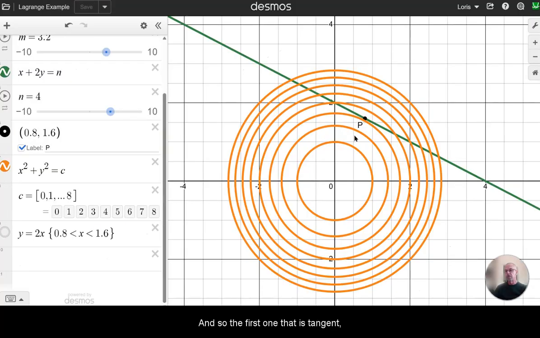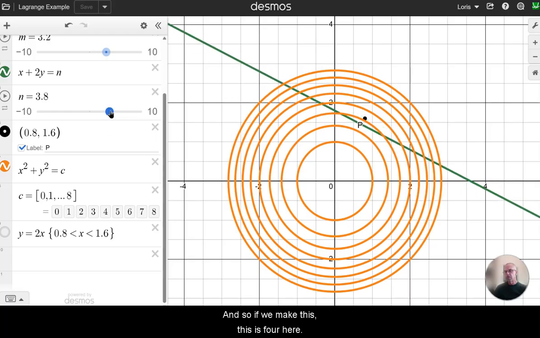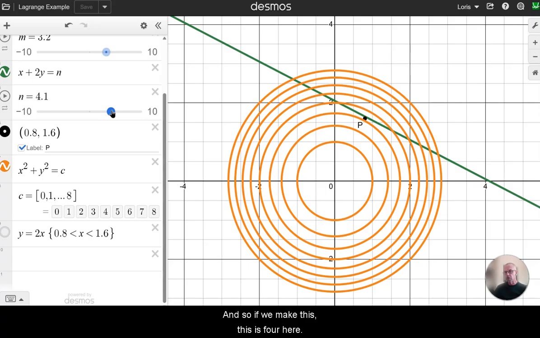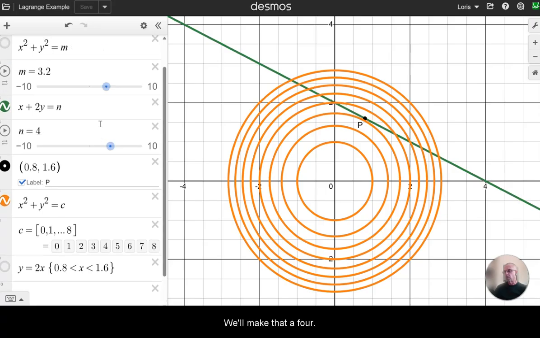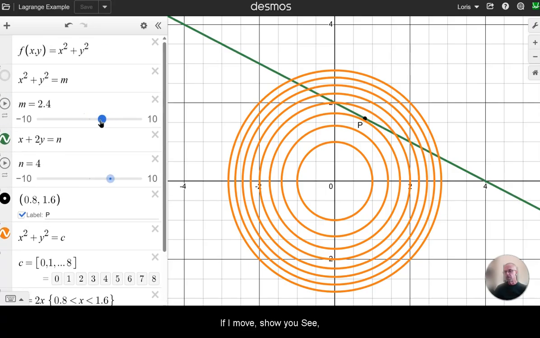And so the first contour line here that is tangent to the constraint is going to give you the point that is the minimum. Okay? And so if we make this a 4, here we'll make that a 4. If I move, let me show you.